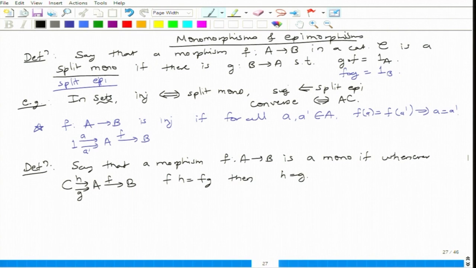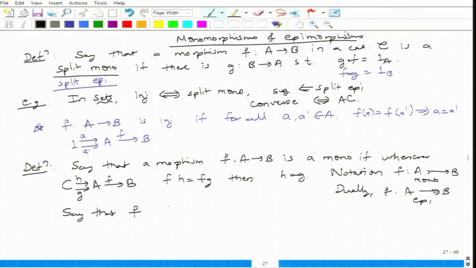Right. So is it true that a morphism in sets... I should say something about the notation first. This is the notation for a monomorphism, F from A to B. And dually, F from A to B, this is an epimorphism, with a double arrow. Maybe before starting with examples I should also say that F from A to B is a bimorphism if it is both mono and epi.